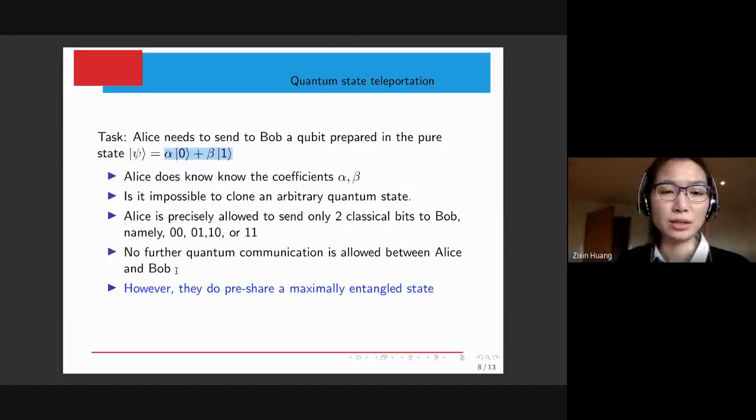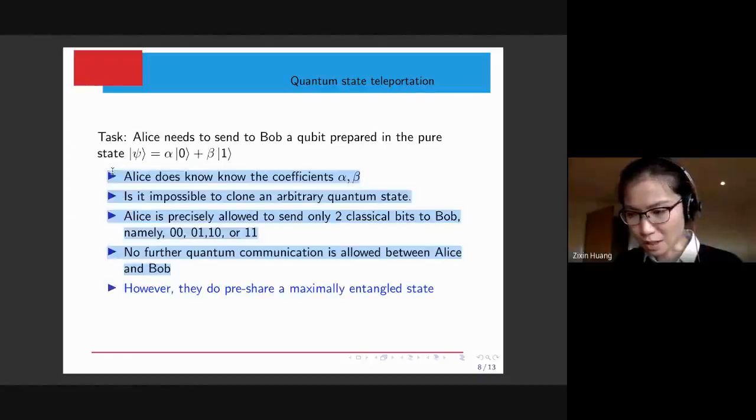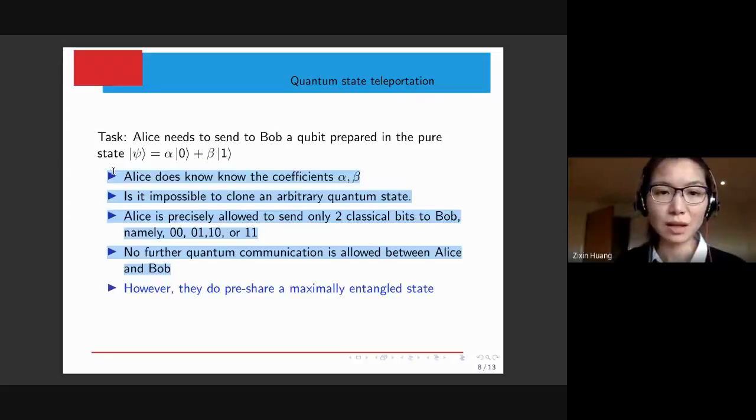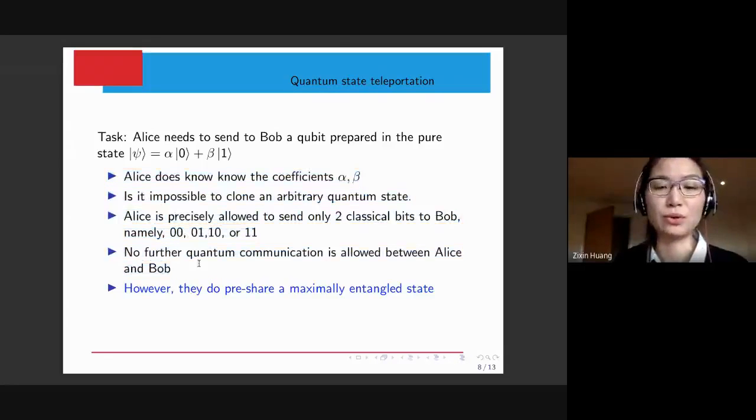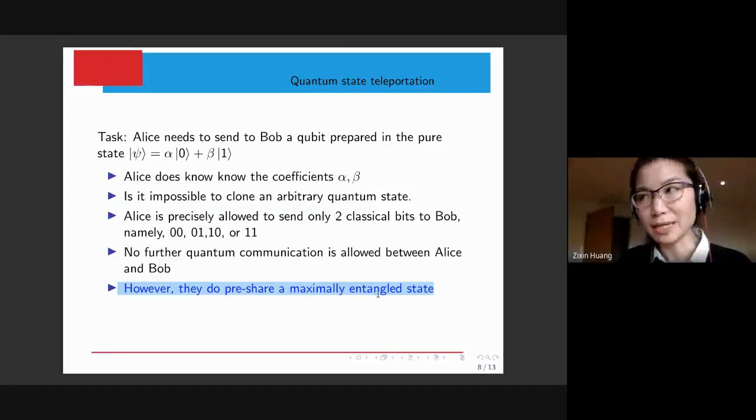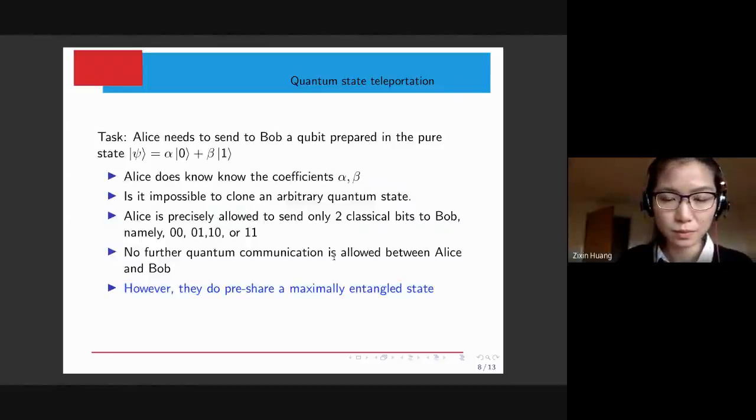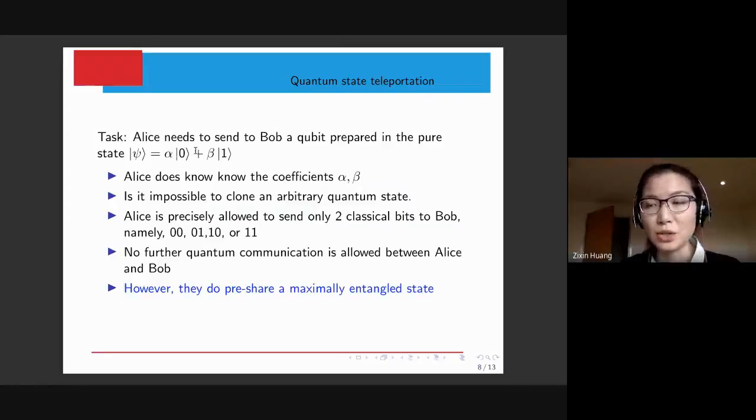So given these constraints, it might seem to you that it is actually impossible to complete this task. But now we will proceed to show that it is possible, because Alice and Bob pre-share a maximally entangled state. So if you think about what this means slightly more carefully, we are saying that Alice is allowed precisely 1 copy of the quantum state, alpha 0 plus beta 1, but she doesn't know what it is, so she's not allowed to measure it.